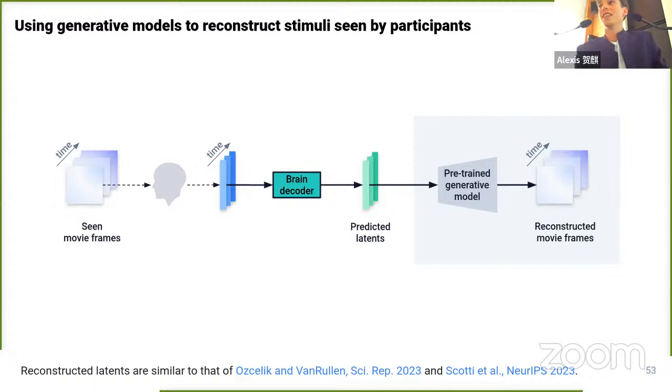What's interesting at this stage is that once we have a latent representation, there is a very rich number of applications that we can imagine from there. One of them being putting these predicted latents into a generative model and trying to reconstruct an image of what the person should be seeing.